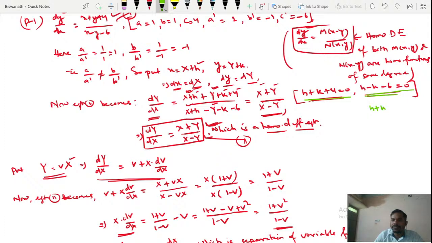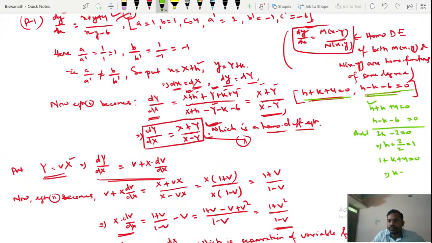So if h plus k plus 4 equals 0 and h minus k minus 6 equals 0, if we add both, after adding, k will cancel out, k minus k, so 2h minus 2 equals 0. This implies h is equal to 2 by 2, that is 1. If you put h equal to 1 in any of these equations, then what do we get? 1 plus k plus 4 equals 0, then k is minus 5. So I am getting h equal to 1 and k equal to minus 5.